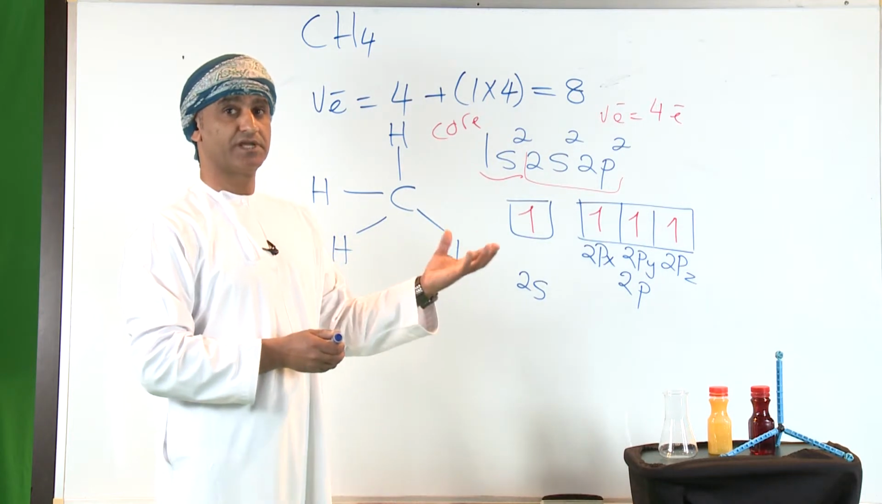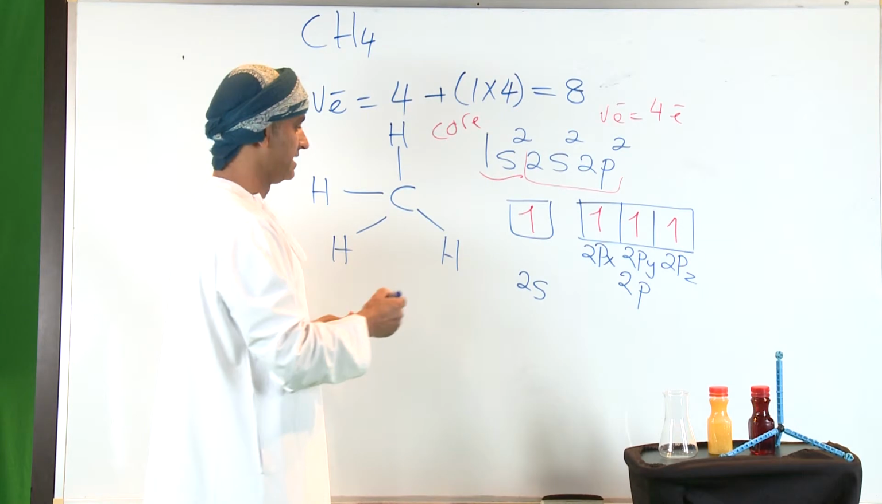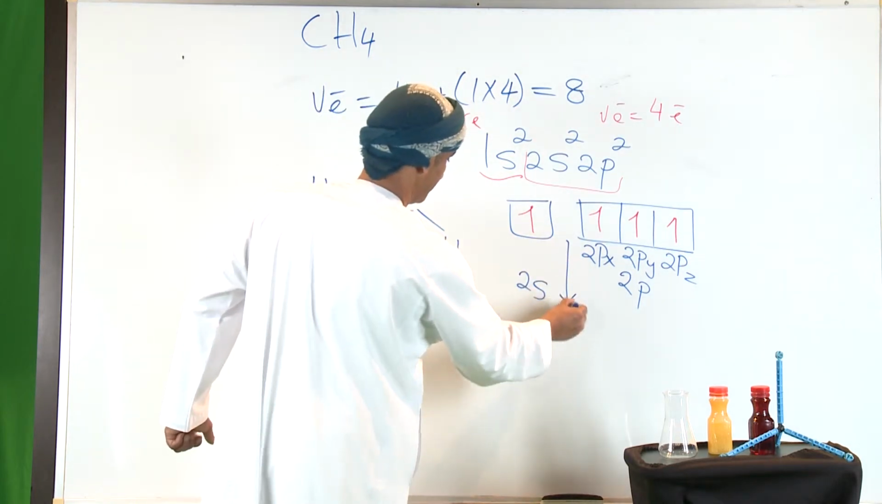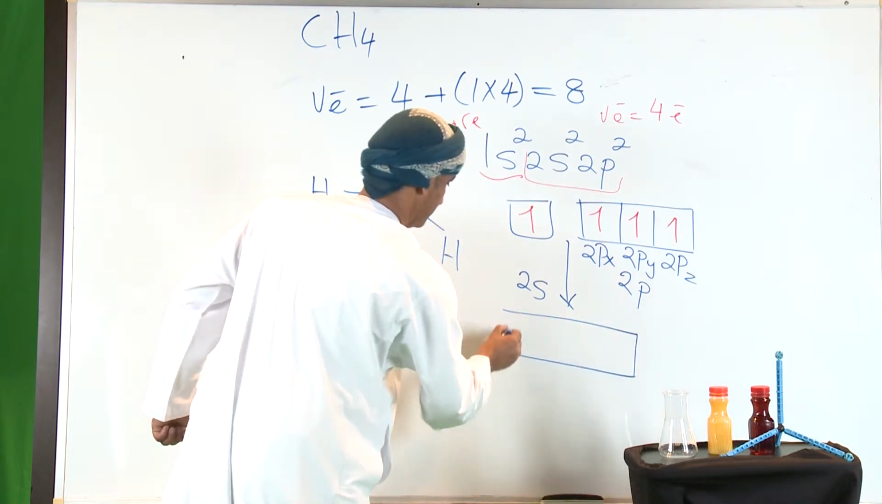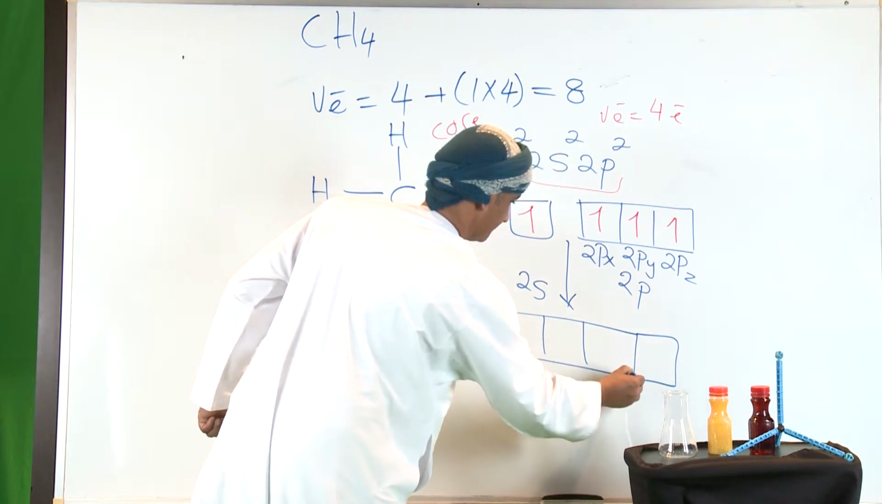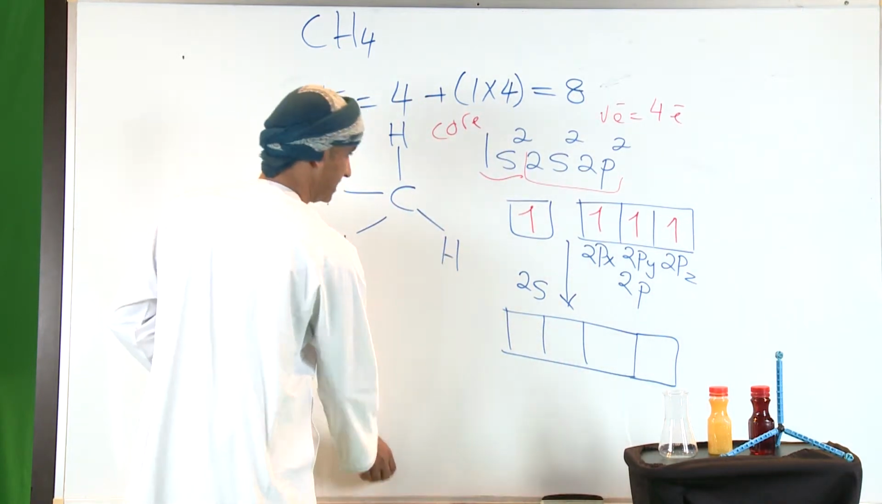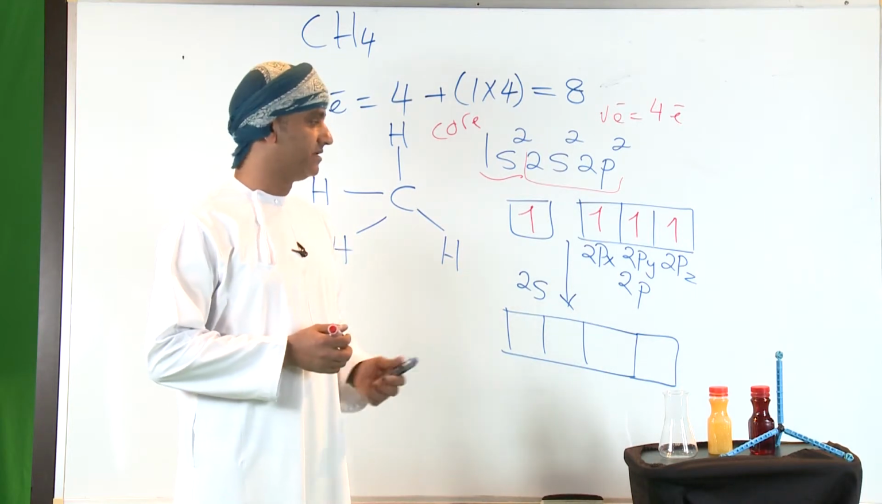And we say sp3 hybridized carbons, which means that these orbitals will have to mix. And if they do, we get 4 brand new orbitals as a result of mixing of the 2s and the 3 2p orbitals.